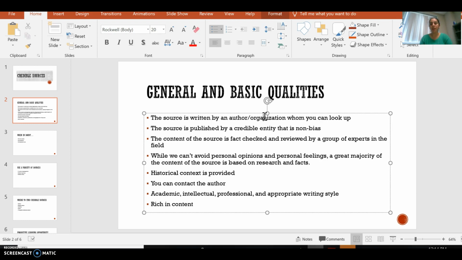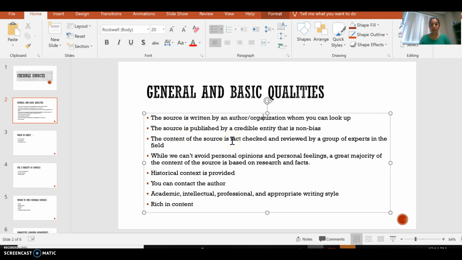So if you go to many of the resources on the databases in the library, as I've shown in the previous videos, all of those articles have been published in journals that are now in databases that we're looking up, and these journals have multiple editors who fact check. There are groups of experts in the field of whatever your topic is about, and they actually verify that the information and the content being written by the author is true and not just made up by this individual. And that's what makes the articles in the databases credible. And the risk of them being non-credible is very low.